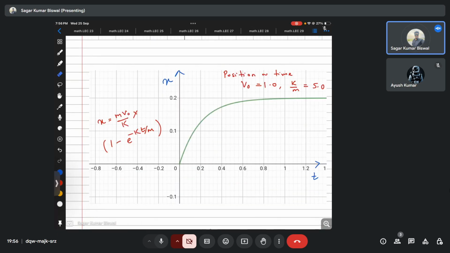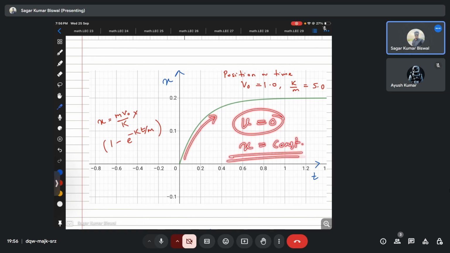Now let's see the position, right? The position is initially increasing, but as time increases, the velocity becomes 0 and the position of the particle remains stationary, right? So initially it is increasing, but as velocity becomes 0, the position becomes constant, right?